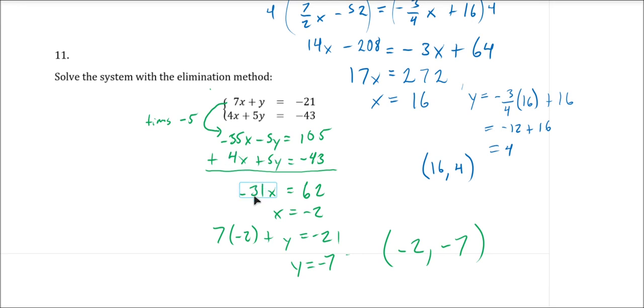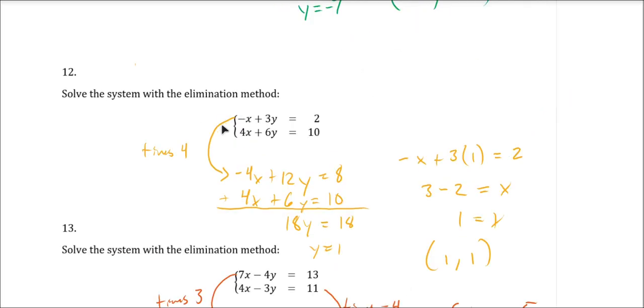Now for x, we have a negative 31 for a coefficient, and that's going to be equal to 62. Dividing that off, we have x is negative 2, and then substituting that back in for x, we can solve for y to get minus 7. So we have a solution to the equations at negative 2, negative 7.